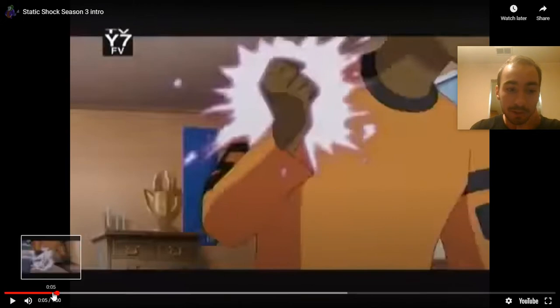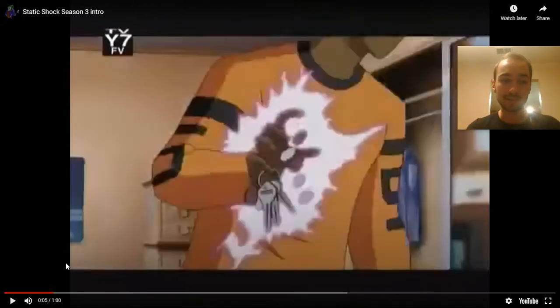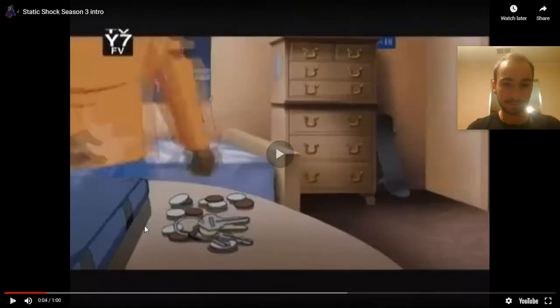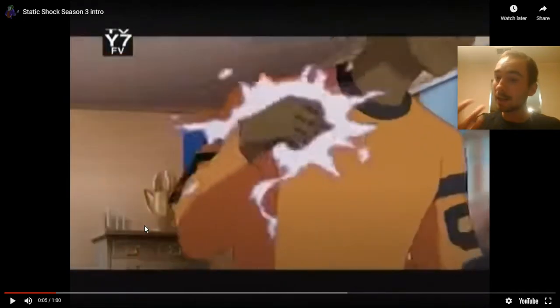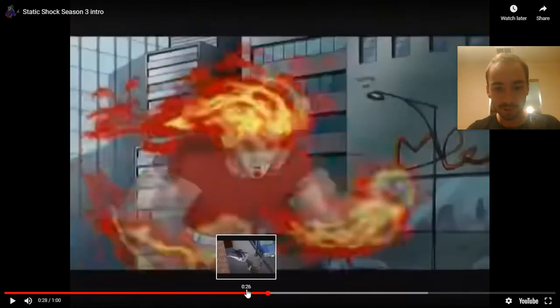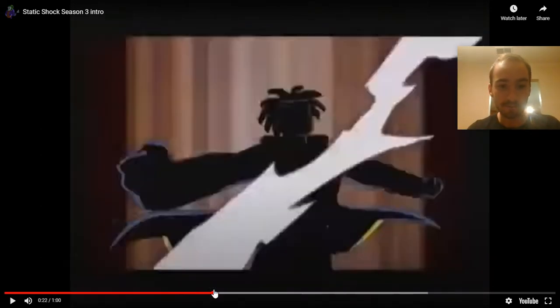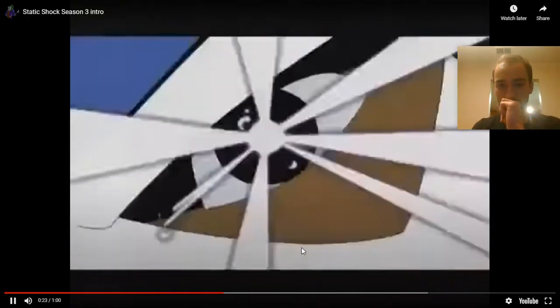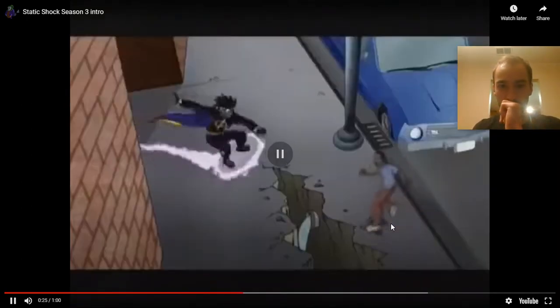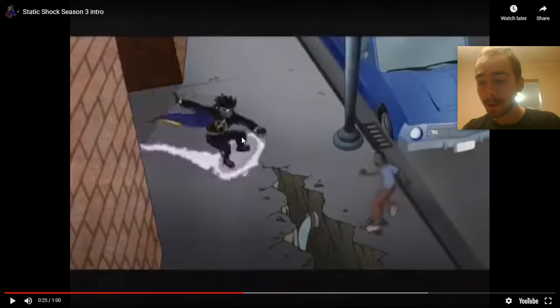So, remember, he only has electricity. Watch him grab these keys. Okay? He didn't even reach for them. And there's a reason for that. But first I want to show you, how does he fly? Okay? So right now, he is balancing on a trash can lid.